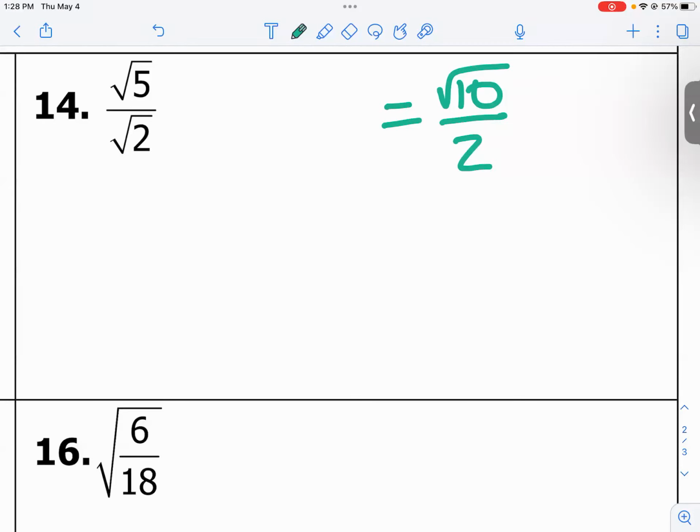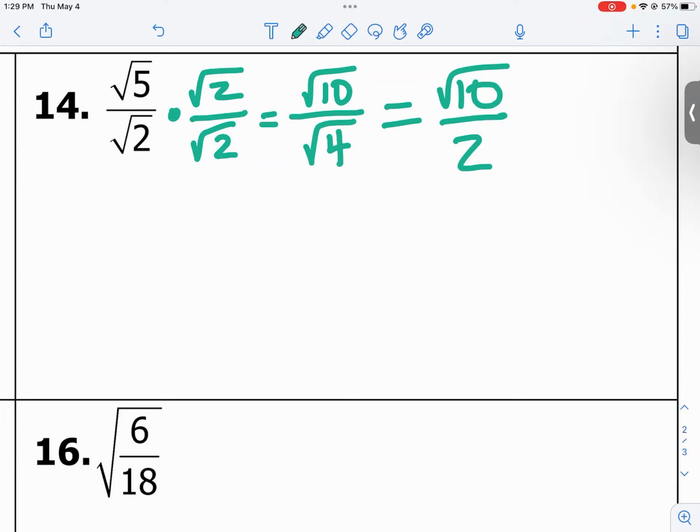Eyes up here. So if we have a radical in the denominator, it's not okay to leave it. And 5 over 2, like we could divide 5 over 2, but that's not anything special either. So we are going to multiply both numerator and denominator by this pesky radical that's in the denominator. Radical 5 times radical 2 is radical 10. Radical 2 times radical 2 is radical 4, which then simplifies to 2.